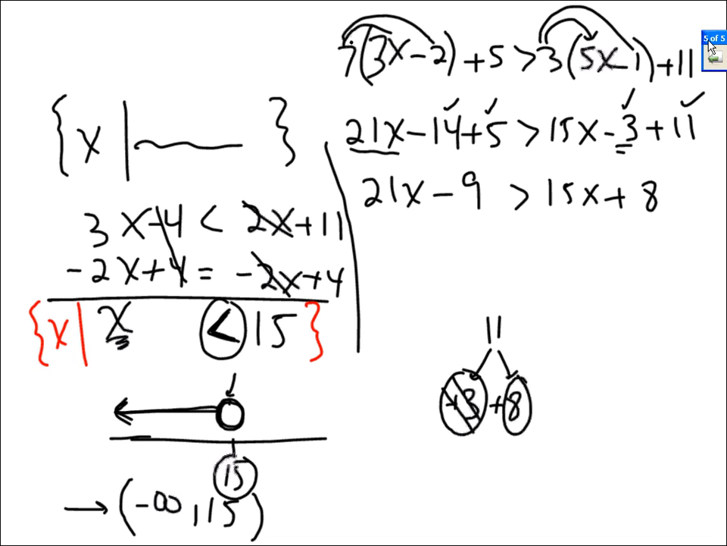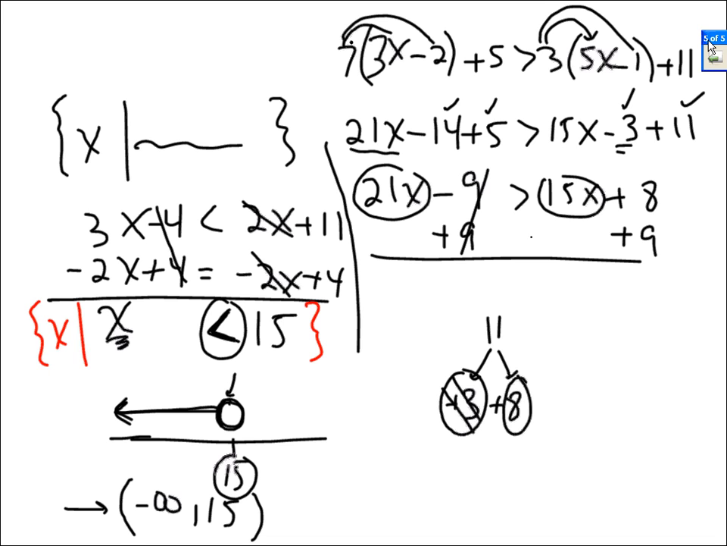The left side has more x's. So I'm going to bring the numbers to the right-hand side. 15x's, 21x's. 21 is bigger. So I'm bringing x's to the left, numbers to the right. If I take away 15x's, there'll be no more x's on the right side. But I have to do the same to the left. That gives me 6x's is greater than 17. Okay?